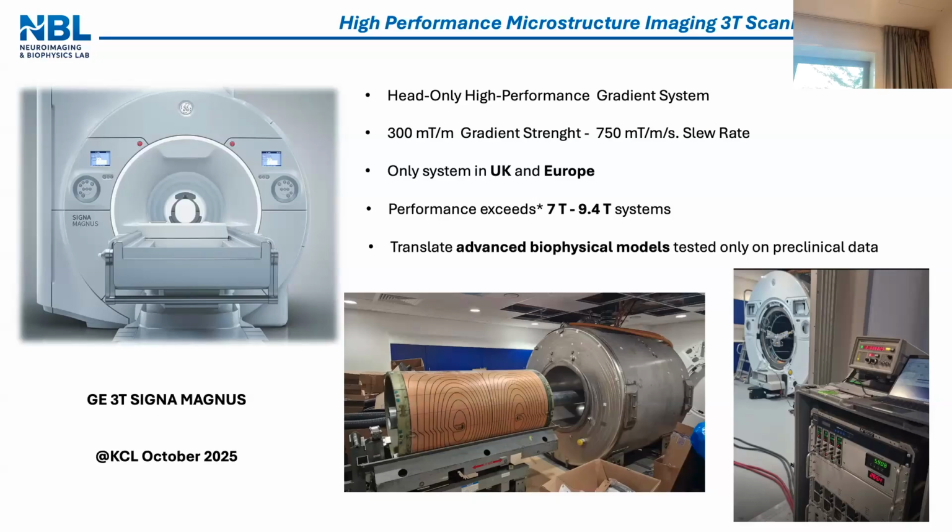It's 300 millitesla per meter, like the Connectom in Cardiff, for example, but it has a 750 slew rate. If you're not familiar with what that means: very fast, in the sense that the EPI distortion and susceptibility distortion are almost not visible. So that allows you to go much higher resolution or even compress a lot of your TE. For a while, it will be the only one in UK and Europe.